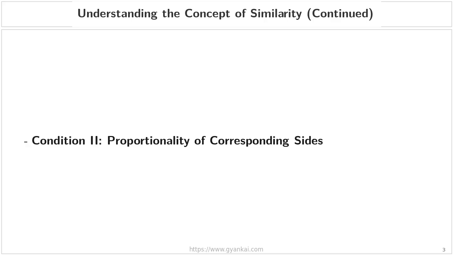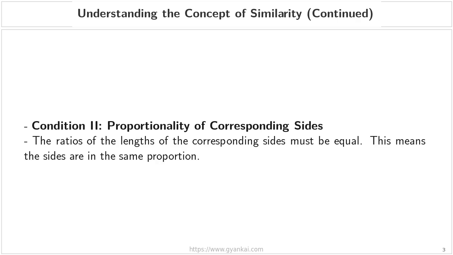Now that we have established that the corresponding angles must be equal, we must look at the second, and equally important, requirement. Condition 2 is the proportionality of corresponding sides. While the first condition focused on the angles, this condition focuses on the lengths of the sides. For two triangles to be truly similar, the ratios of the lengths of their corresponding sides must be equal. In simpler terms, this means the sides are in the same proportion. If one side is doubled in the second triangle, every other side must also be doubled.